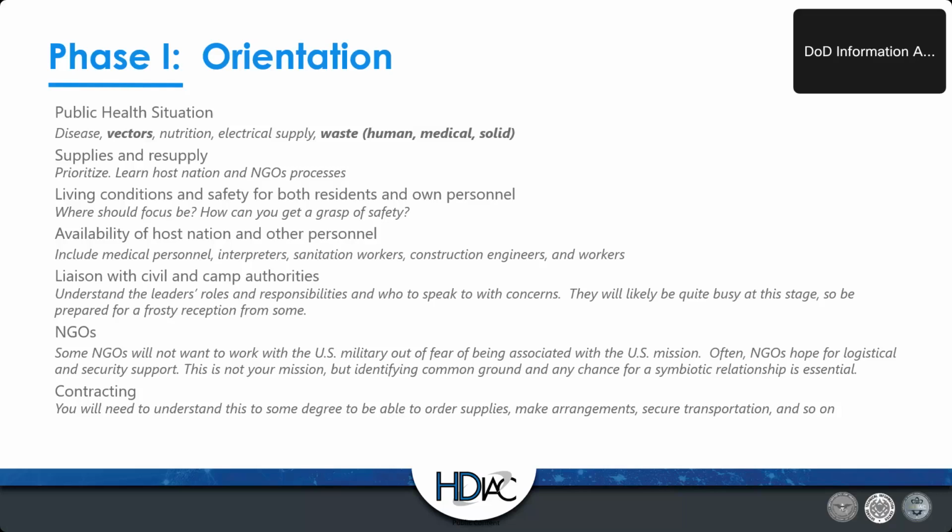NGOs obviously are very important to this, but some may fear being associated with the U.S. mission, but they may also need logistical and security support. Finding any common ground in this kind of scenario and any chance for a symbiotic relationship is very important. And then everybody's favorite thing, contracting: figuring out how you're going to get your supplies and what channels that has to go through is going to be immensely important, as well as whose job is it to clean the latrines, and whose job is it to cook the food, or are the people cooking food at home, and things like that.